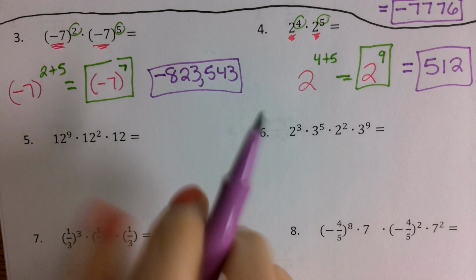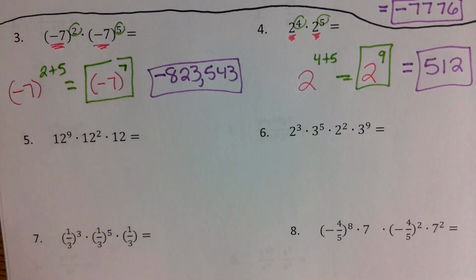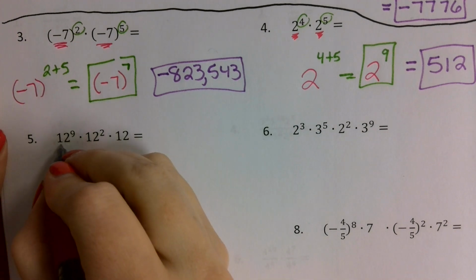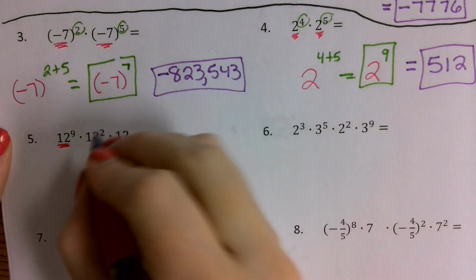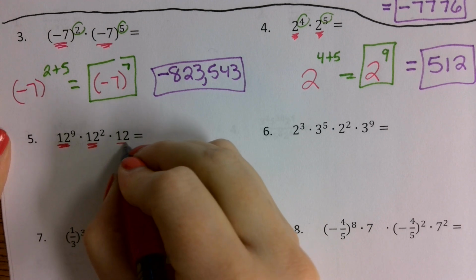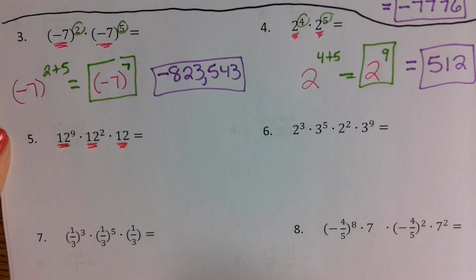Problem 5, we're only going to simplify it because evaluating it with your actual calculator, you'd get scientific notation, which is a different way of writing really, really large numbers or really, really small numbers. But our base is 12.